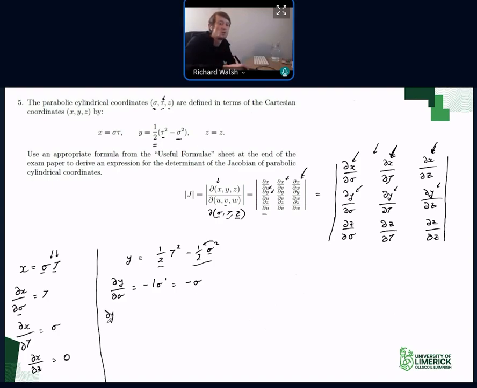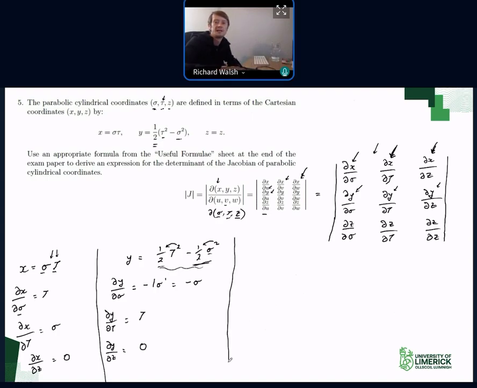Partially differentiate y with respect to tau. Well, multiply down by my power, half times 2 is 1. So I get 1 tau to the power of 1 is just tau. Minus a half sigma squared, treating sigma as a constant, that will differentiate to 0. So that's my first partial derivative of y with respect to tau. Finally, first partial derivative of y with respect to z. Well, there's no z's in it. I'm treating everything there as constants, so that will go to 0.